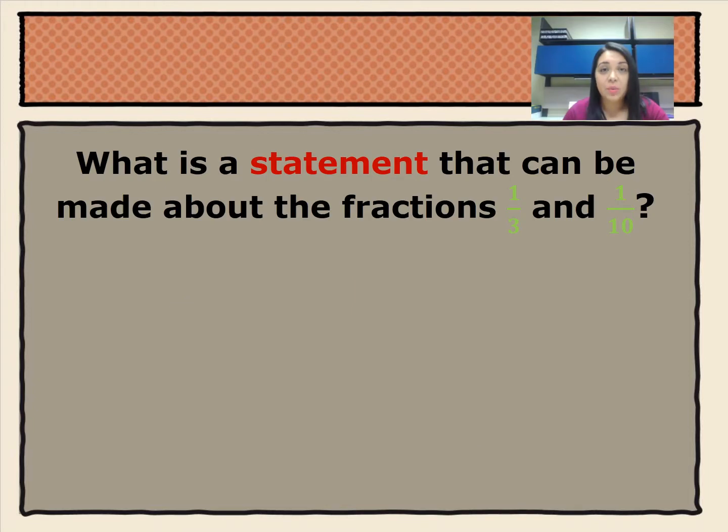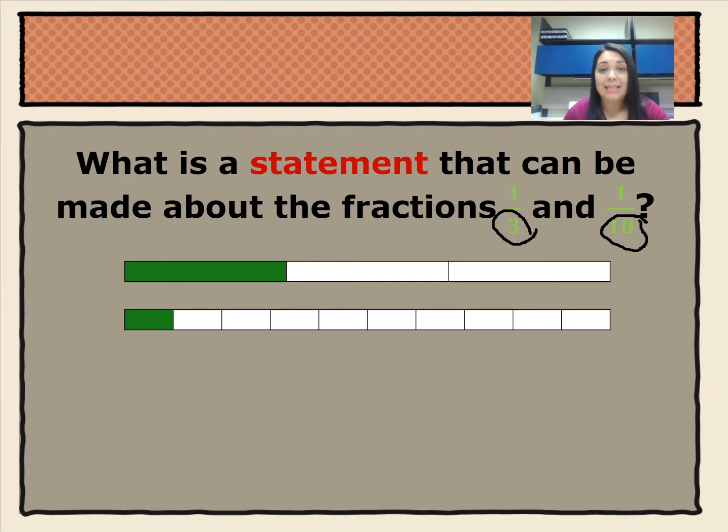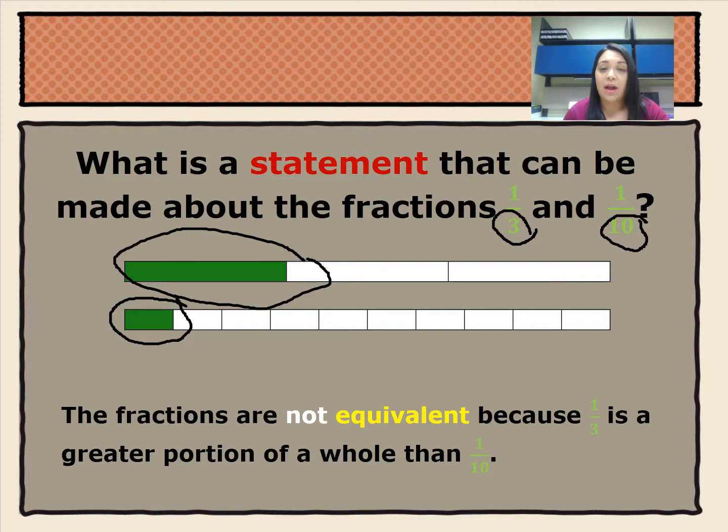Think about the fractions 1/3 and 1/10. What is a statement that can be made to describe the fractions? Let's think about their denominators. We know that thirds are larger than tenths because 3/3 equal 1 whole and 10/10 equal 1 whole. If we look at the models on our screen, we can see that 1/3 is a lot larger than 1/10. The fractions are not equivalent.